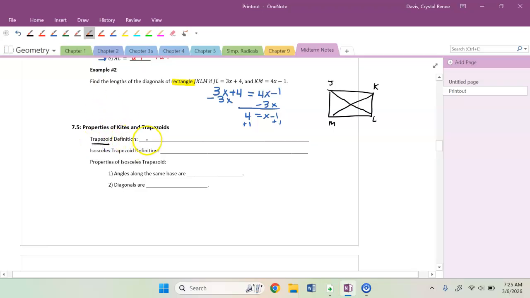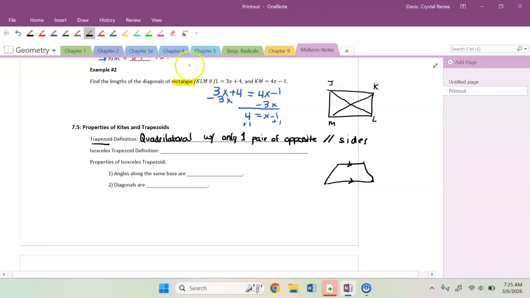So by definition, a trapezoid is a quadrilateral with only one pair of opposite parallel sides. Okay, so if I draw that out, this is what that looks like. So we have a trapezoid. This side and this side are parallel. The other two sides are not. This side and this side are not.